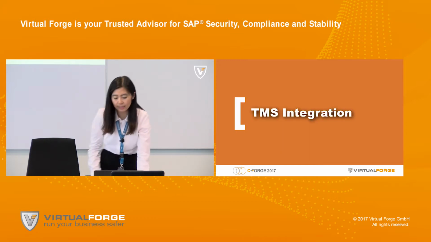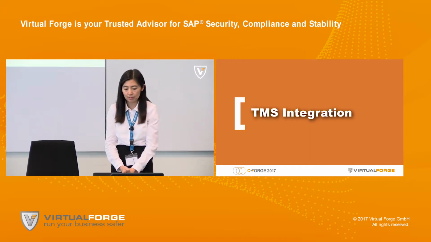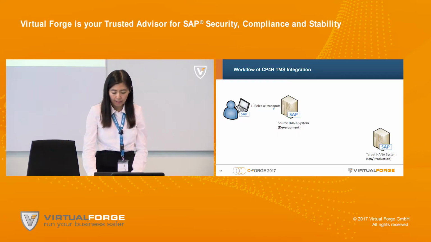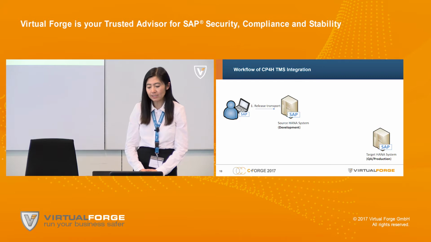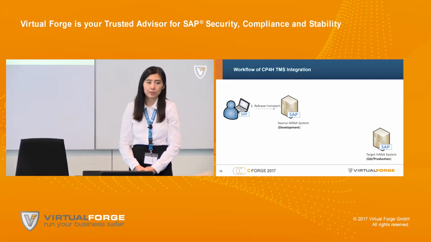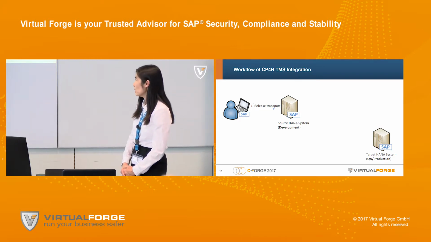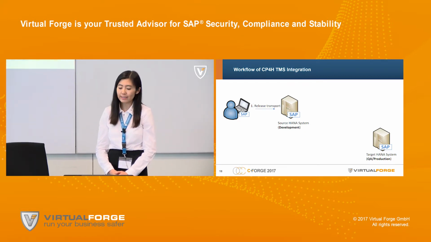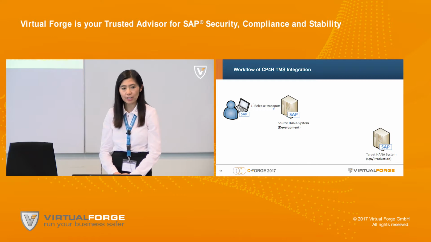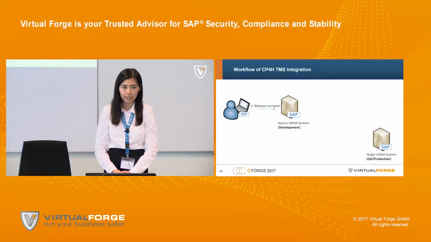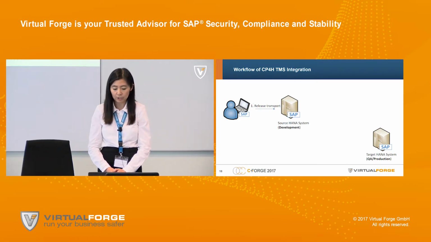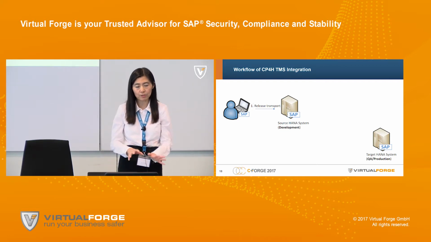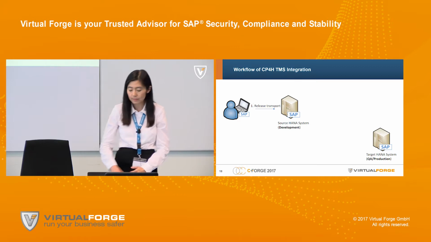Next, I'm going to talk about our TMS integration. The workflow is as follows. You have your source code on your source HANA system, for example, in development. And you have a target HANA system, for the QA or for the production. And you want to release a transport from the source system to the target system.